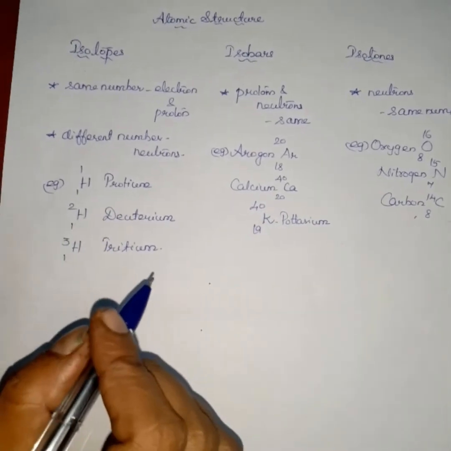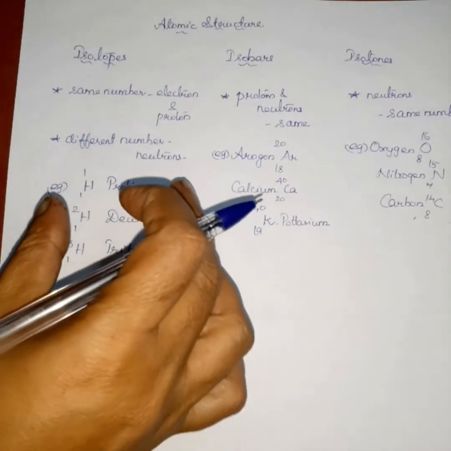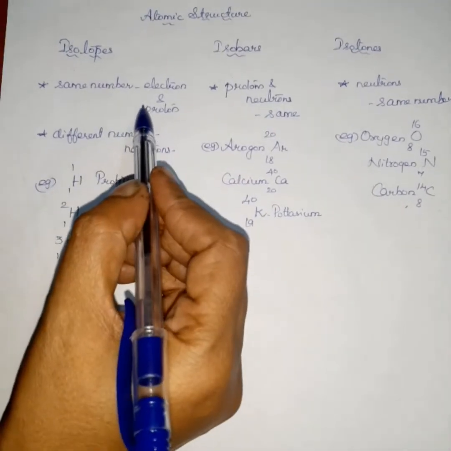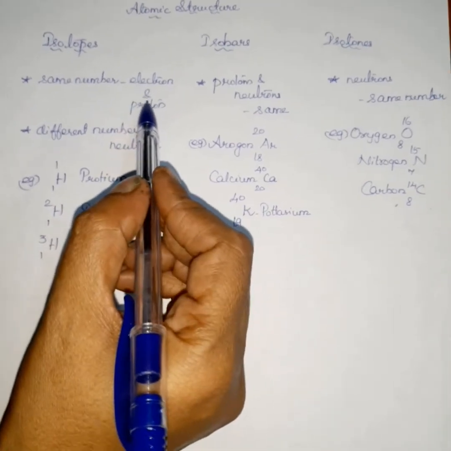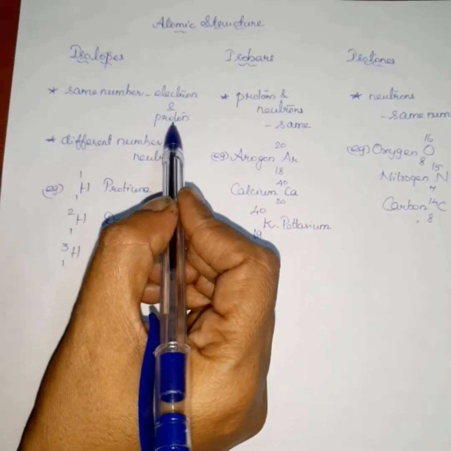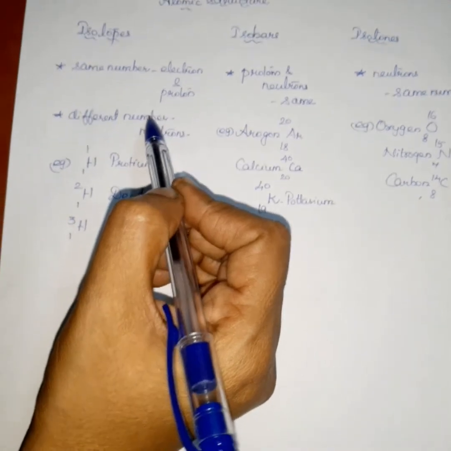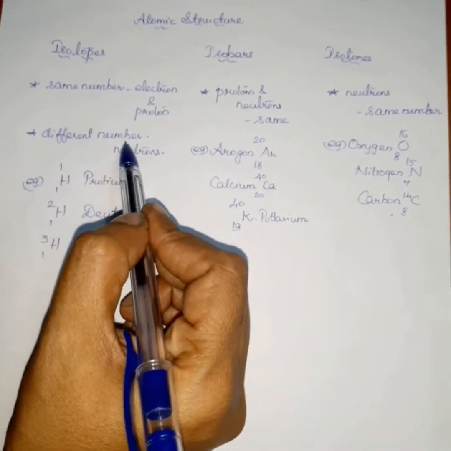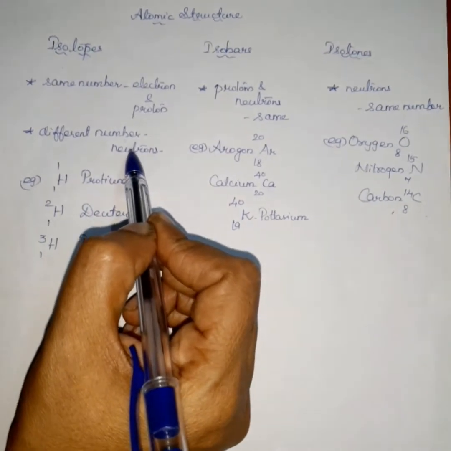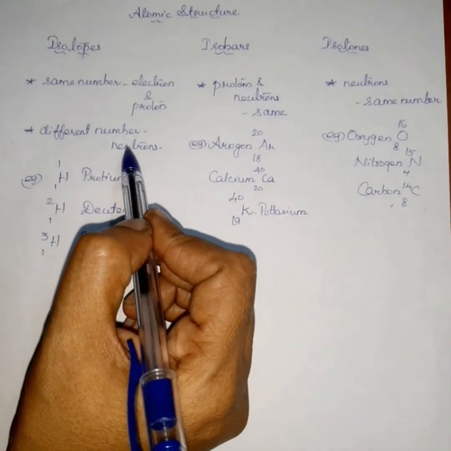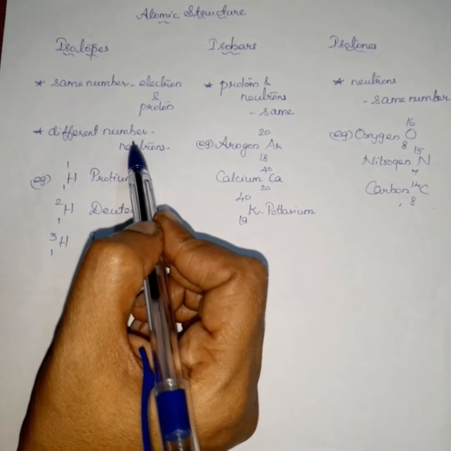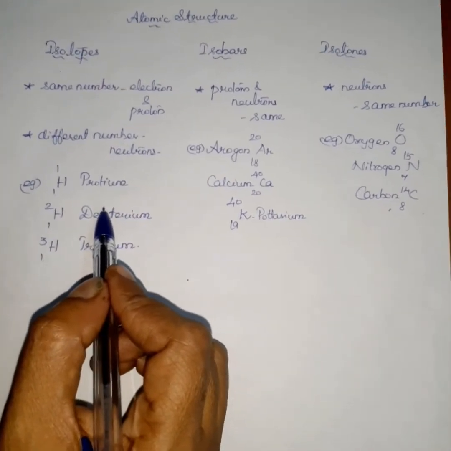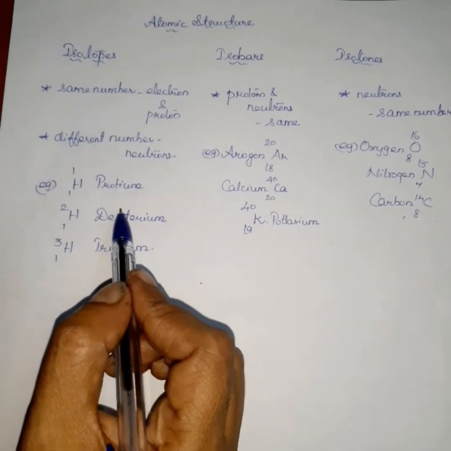So what do you understand here? They have the same number of electrons and protons. The next point, they have a different number of neutrons present in the nucleus. Here one example is given, hydrogen. Hydrogen is the common example which has three isotopes.